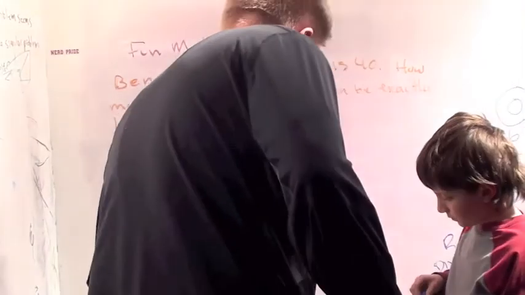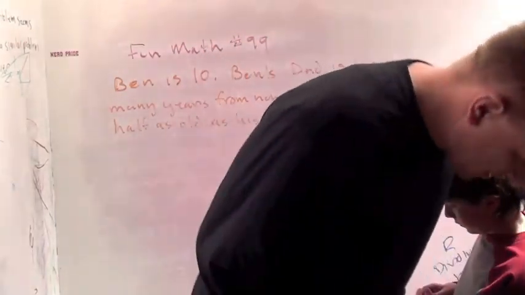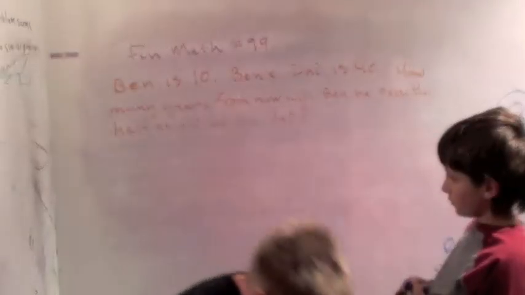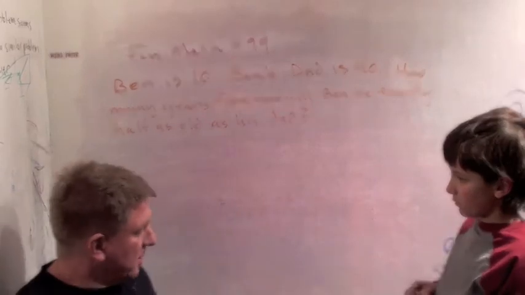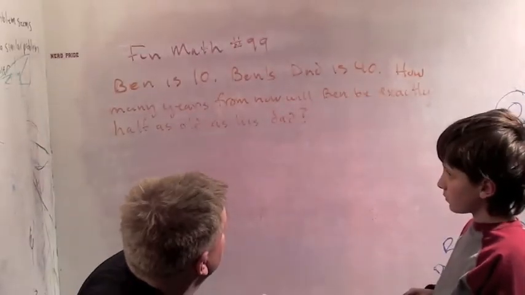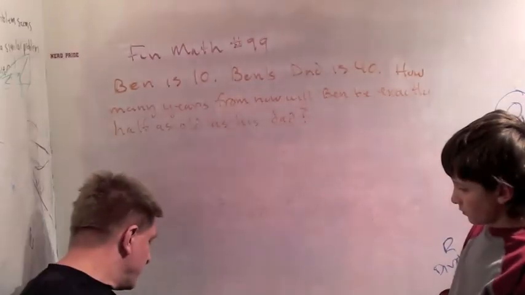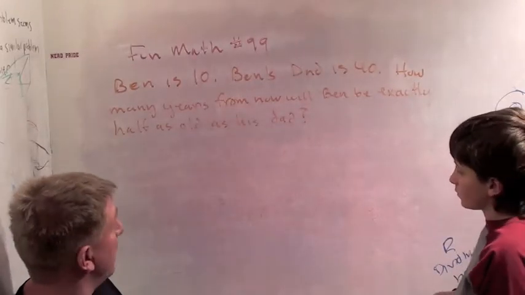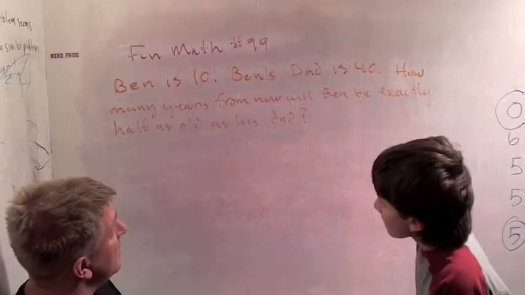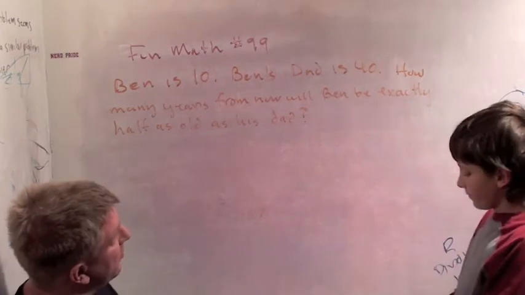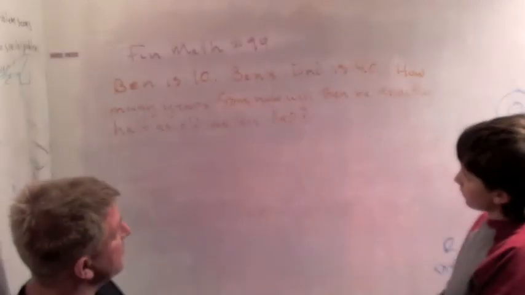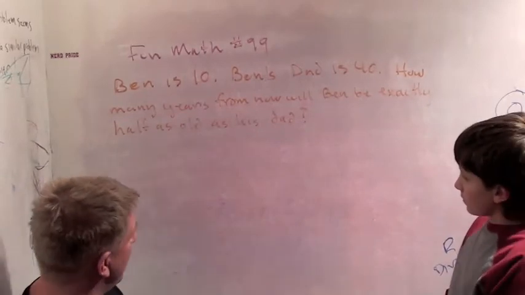We are following the review section in Art of Problem Solving's Chapter 3. I just made up an age word problem to follow that section a little bit, a little review of single variable equations. Are you ready? Yep. Ben is 10. Ben's dad is 40. How many years from now will Ben be exactly half as old as his dad?